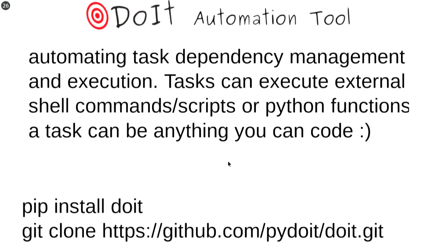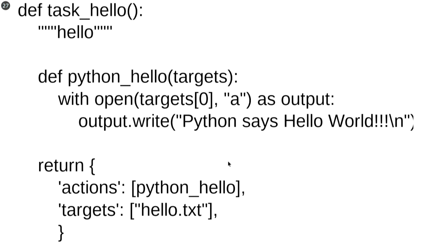Okay, Do It. They were having issues with Nikola a few years ago where it would take like an hour and a half to process the website. So they used this Python library called Do It, which sped up the process much faster, so it only processes the stuff that's been changed. This is an example of a simple Do It script. You would save this as a Python file and then just run in the command line doit hello.py and it would run this.